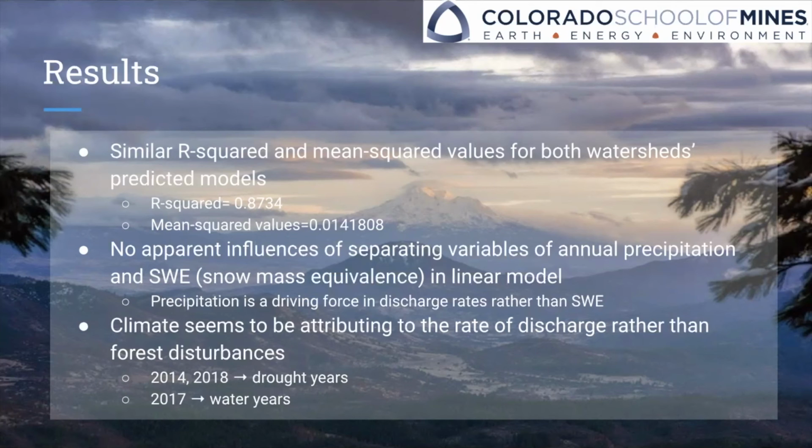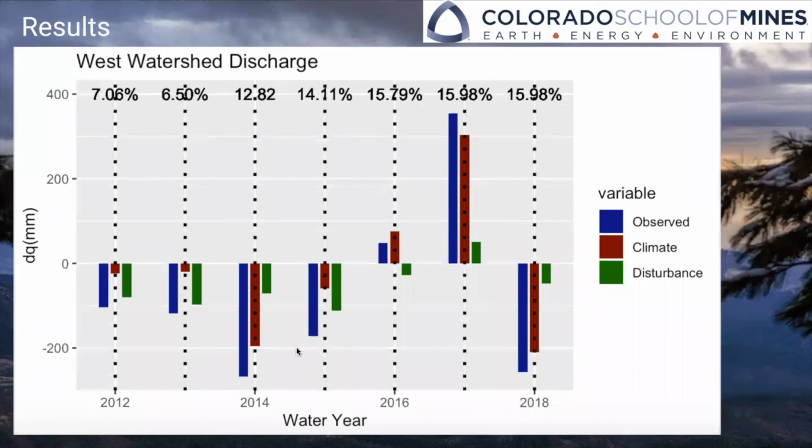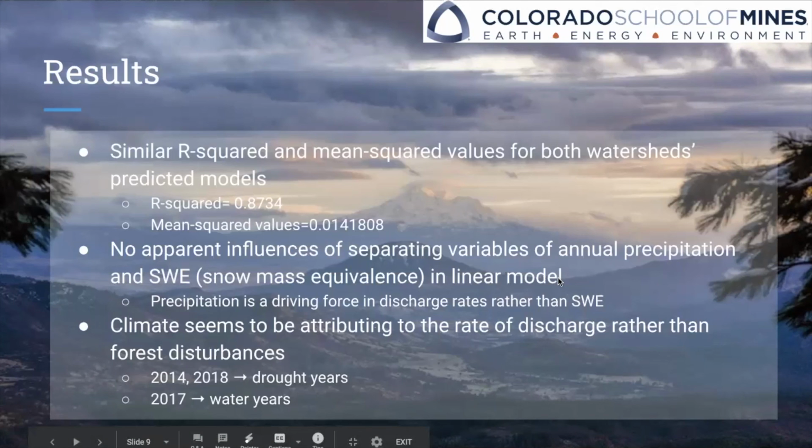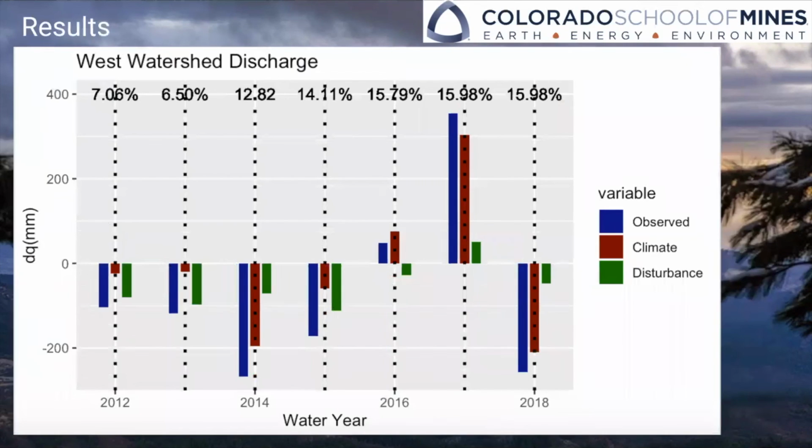Another final result that we found from these graphs was that the climate factor heavily influences the flow rather than forest disturbances. This can be seen in 2014 and 2018, which were drought years, and 2017, which was a wet water year, as you can see right here in this graph. So when climate is erratic, it determines the amount of discharge. This heavily influenced our thoughts, as this was the opposite of what we were expecting: we expected discharge to increase with treatment, which is not the case here.